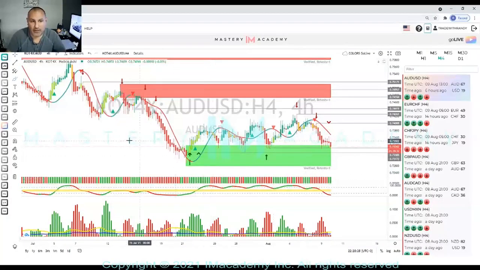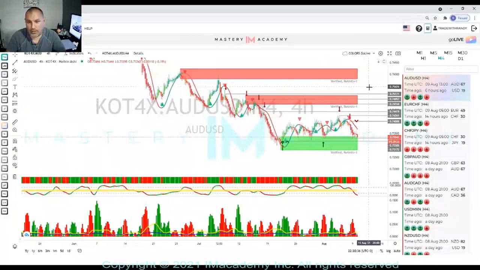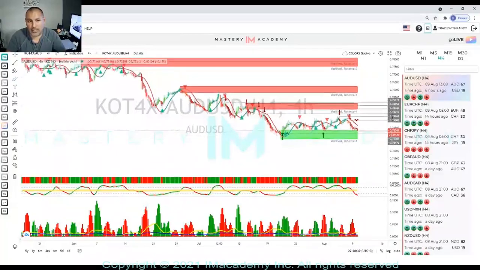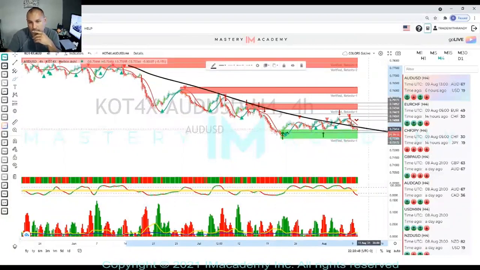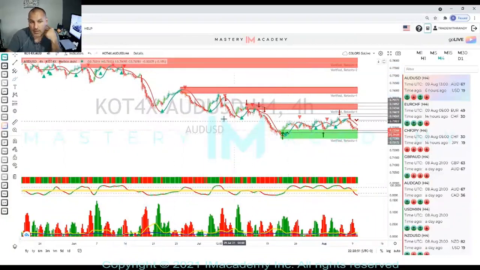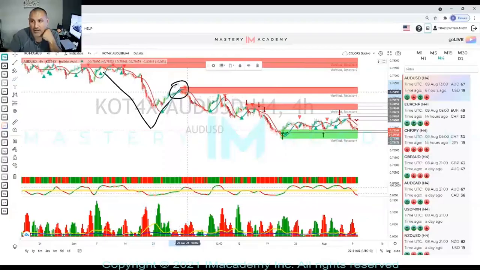So now, what is a pullback? Well, a pullback is where is your trend? If we're looking at this right now, what is your trend? Your trend is down. Your pullback means that we've been moving down and we pulled back up to rest. And you have a red box there. And then we continue down.